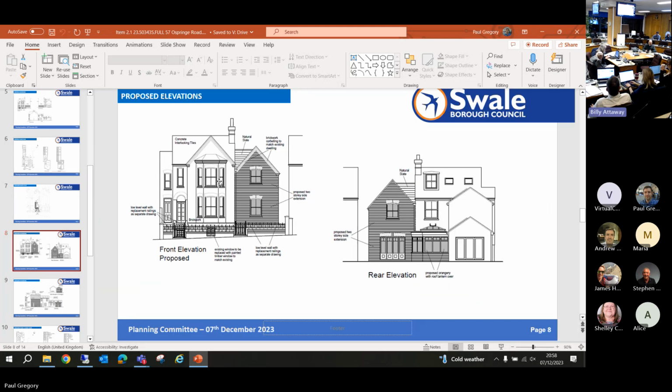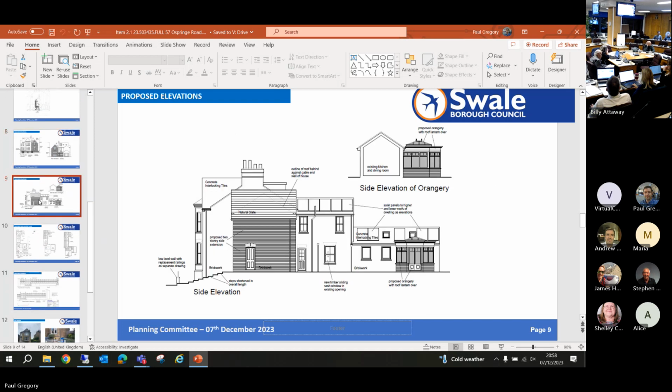Elevations, so front elevation with the two-storey side extension, which has been amended during the course of the application. There was some concern in terms of the detailing of the roof being different to the existing dwelling, so that's been amended after discussions between officers and the agent, and it's considered it now sits quite comfortably on that front elevation. From the rear, you can see the two-storey extension there with the orangery extension, which comes off the existing rear projection. So this is as viewed from the side.